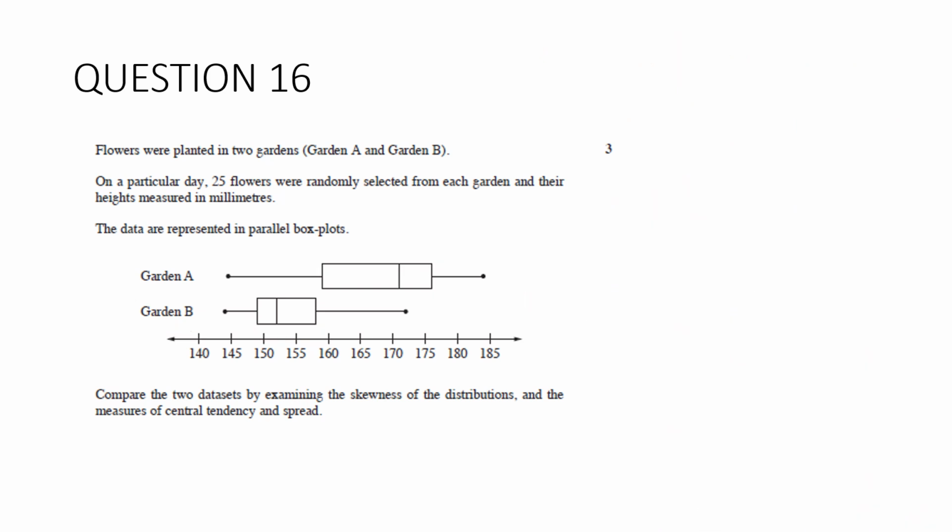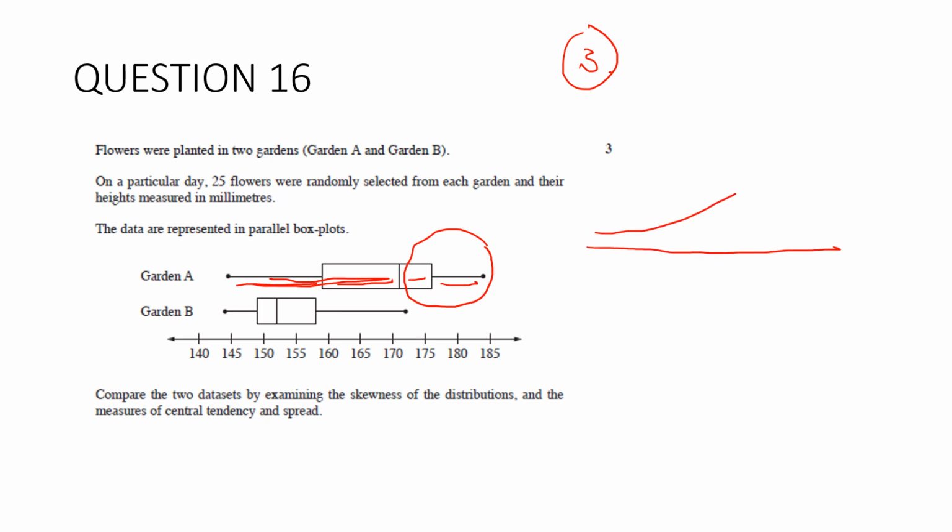Now let's talk about skewness. So 3. Now remember these are quartiles. So a quarter of the data, a quarter of the data, a quarter of the data, a quarter of the data. Can you see it's more bunched here and more spread out here? If we drew this as a dot plot, it would look something like this, spread out, bunched together.